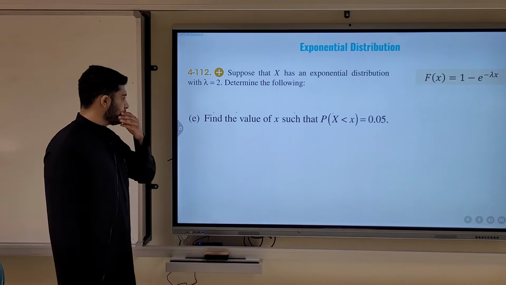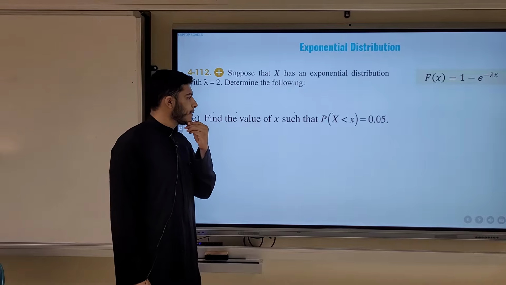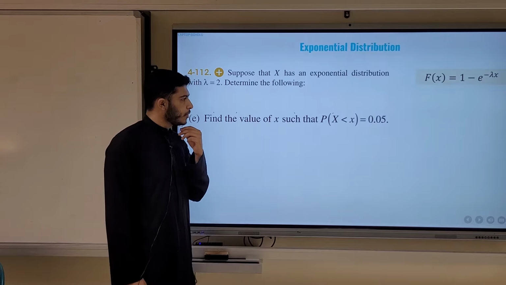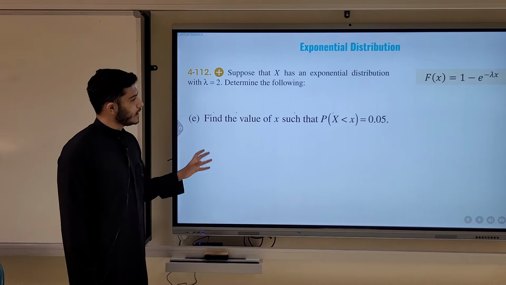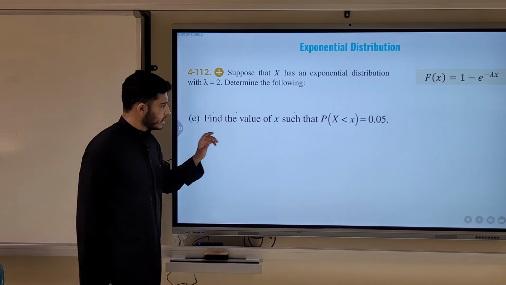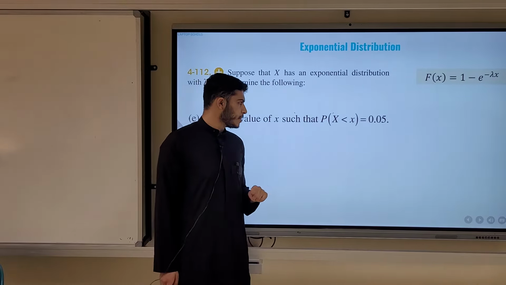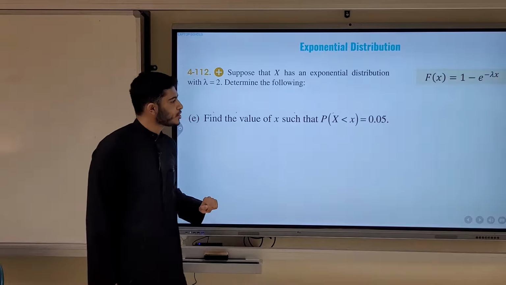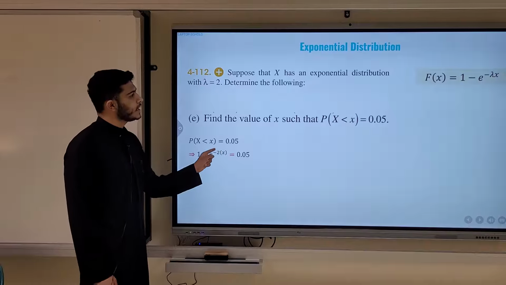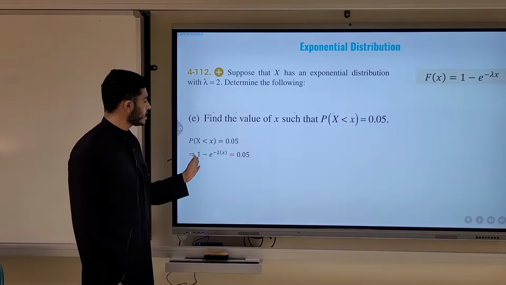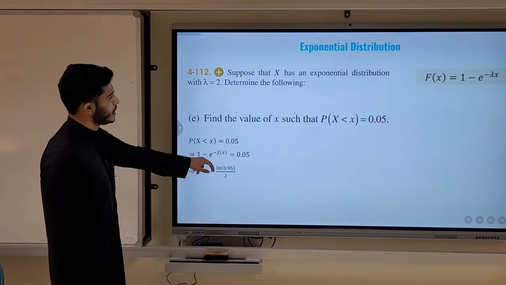Now, next question. Find the value of x such that the probability of capital X less than x equals 0.05. We have solved many questions that look like this. What they want from us is to find the value for x that would give us this probability for this expression. This expression is cumulative, so we can use the cumulative function on it, and it would look like this here. We substitute using x, and now we're going to solve for x, and after solving we should end up with this answer here, inshallah.